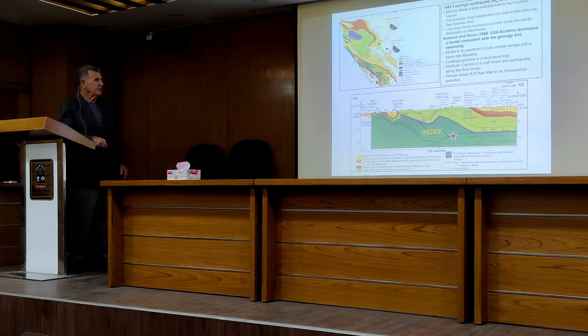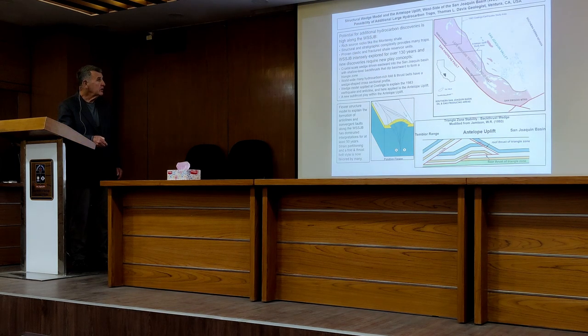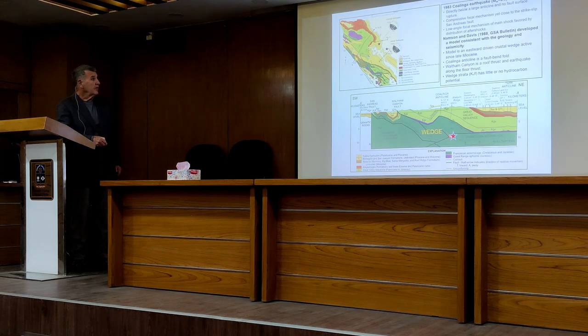So back in 1983, there was an earthquake. It was about a magnitude 6.5 earthquake along the edge of the San Joaquin Valley, between San Francisco and Los Angeles. And this is a crustal scale cross-section. That red star represents where the earthquake occurred. What was surprising about the earthquake is these little things that look like beach balls, but they're actually tensor diagrams of what the main shock of the earthquake did.